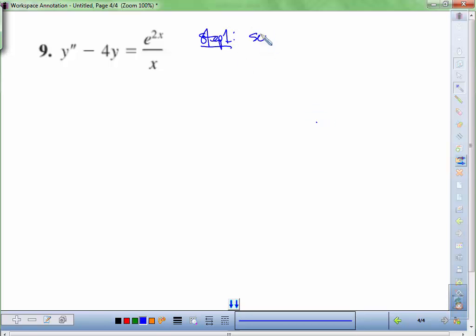So, solutions to y double prime minus 4y is equal to 0. So just ignore the right-hand side, set it equal to 0, and then find a solution, which we've been doing in section 4.3. And to do that, I'll change my colors this time. We're going to find the auxiliary equation.